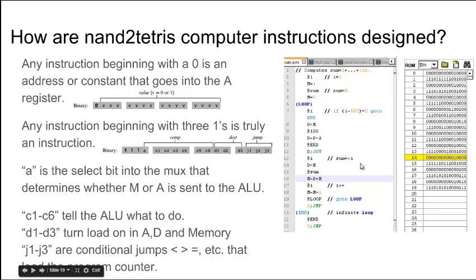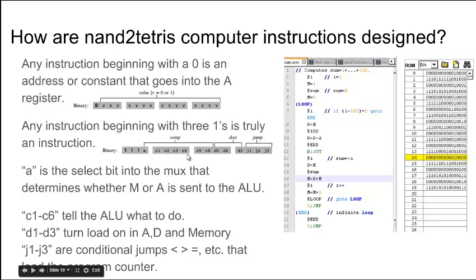Actually, it begins with 3 ones. They all begin with 3 ones. And then the next bit after this 1 is a bit that tells a mux whether to send the contents of the A register or the contents of RAM memory location into the ALU.